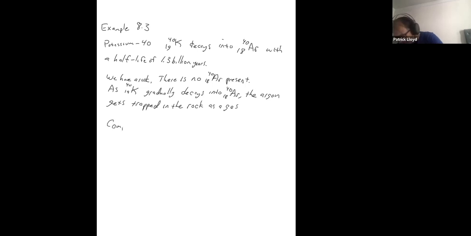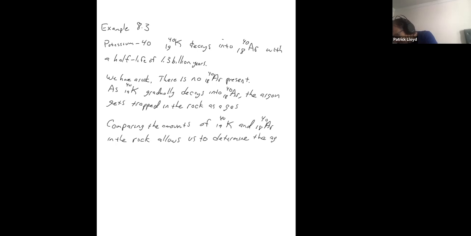Comparing the amounts of potassium-40 and argon-40 in the rock allows us to determine the age of the rock. This is actually one of the ways we determine how old rocks are. Okay.